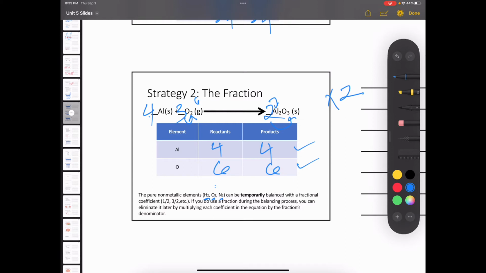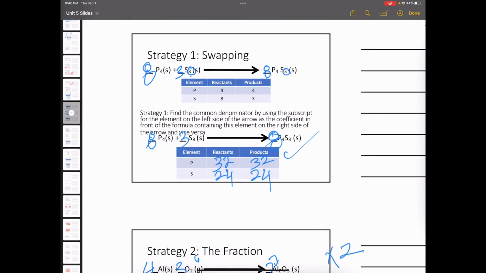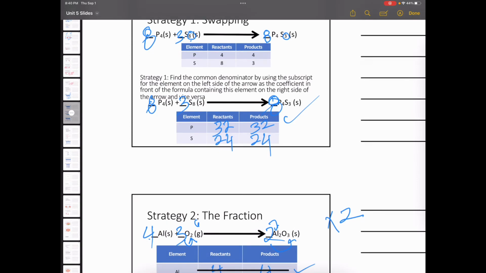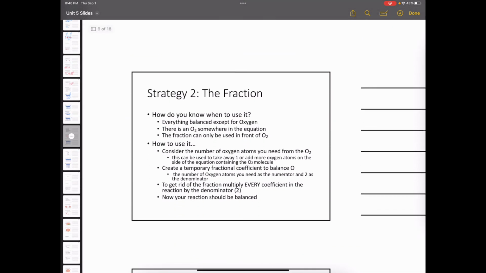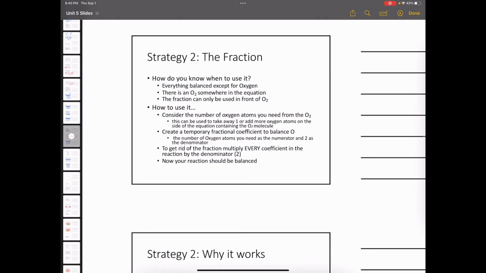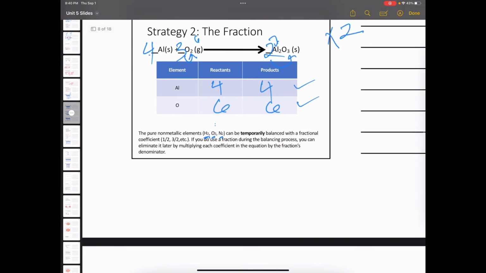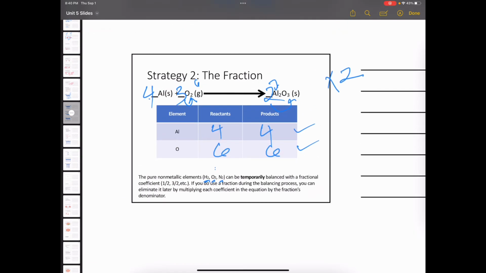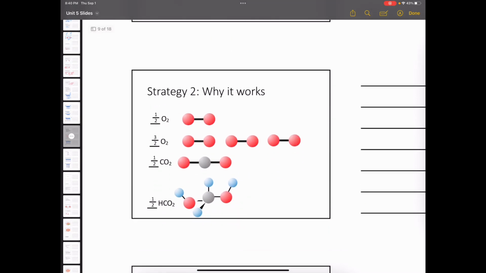Okay? So tip number one, you can use the swapping if you can find a common denominator. Tip number two, you can use a fraction if it is an oxygen, hydrogen, or nitrogen. And this is basically more of the rules about the fractions, and it explains exactly what we just did in this example.